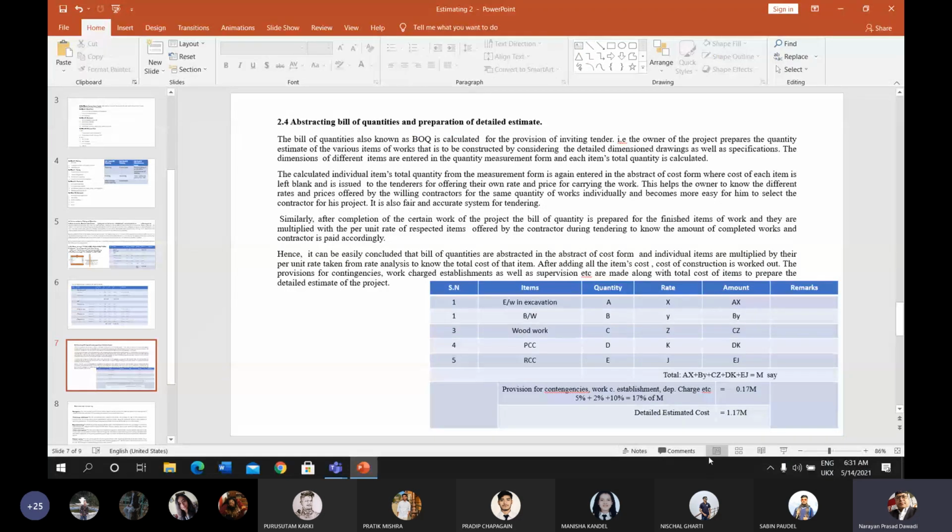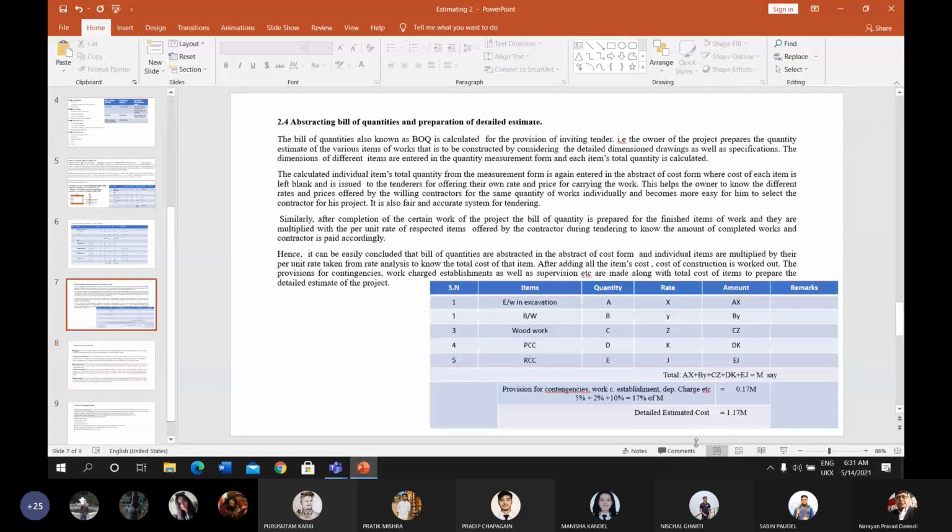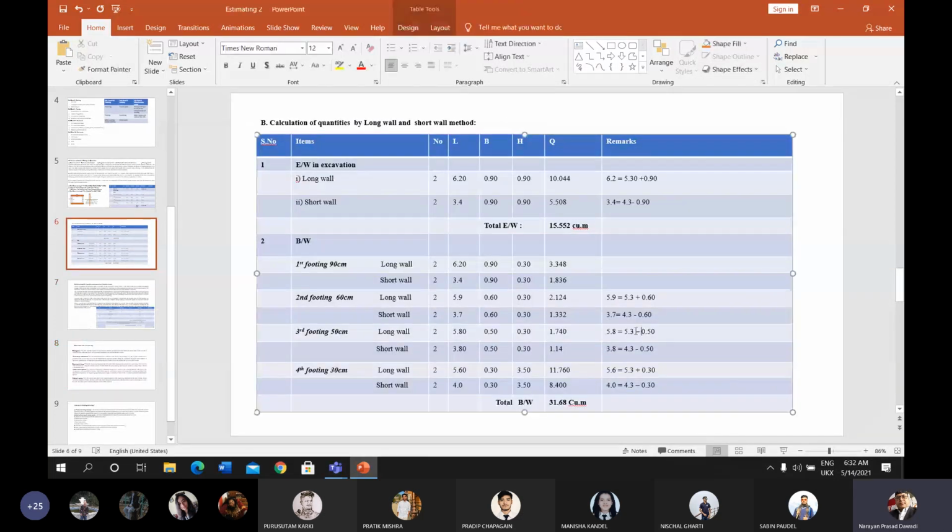This value is plus, not minus, this value is plus. 5.3 plus 0.5, you will get the value of 5.8 meter here. Okay, for the second short wall portion, 4.3 minus 0.5, you will get the value of 3.8, and the width of the wall is 0.5 and the height of that wall is also 0.30 meter. After multiplying number, length, then height, you will get these quantities here.